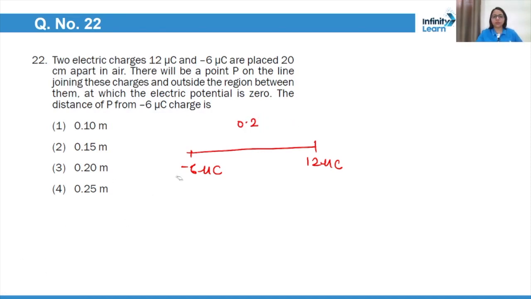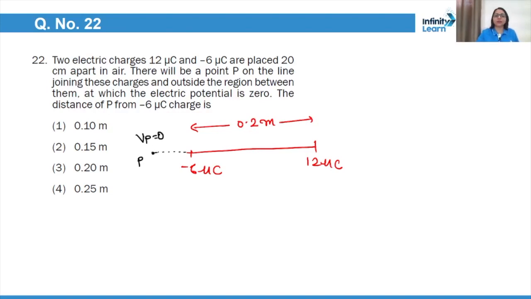Separation is 0.2 meter between these two charges. There will be a point P on the line joining these two charges and outside the region between them. So let's say this point P is over here on the line joining these two charges, but outside between them, where the electric potential is 0. So electric potential at point P must be 0.